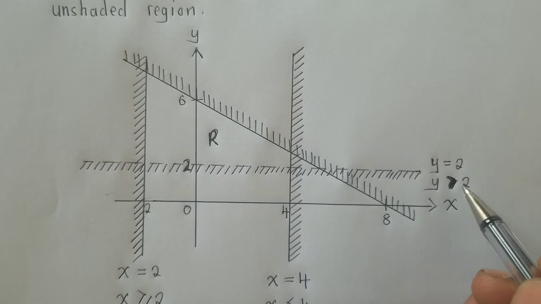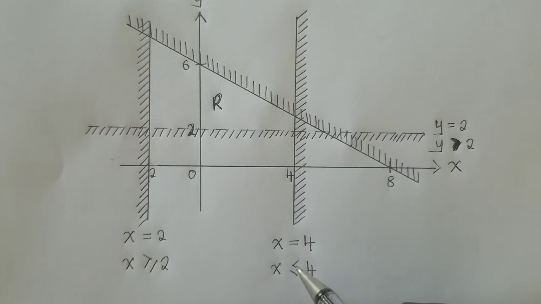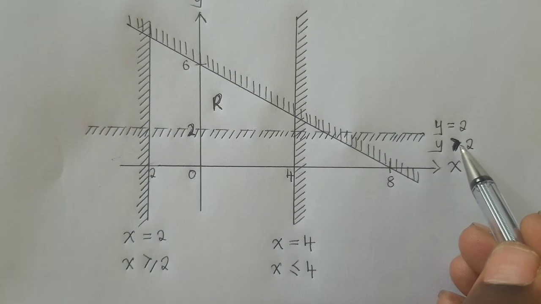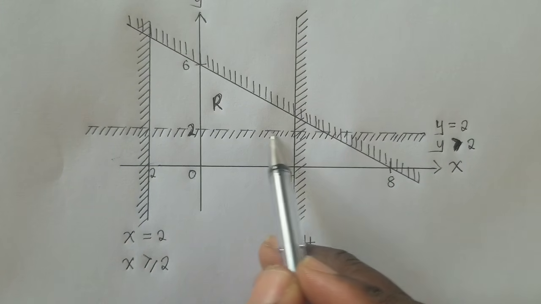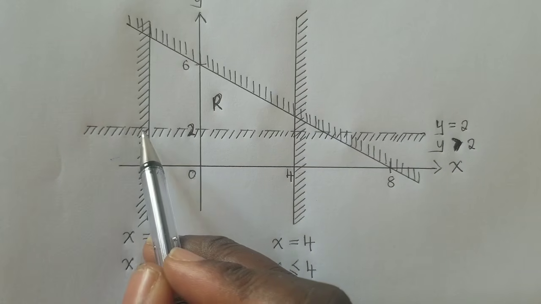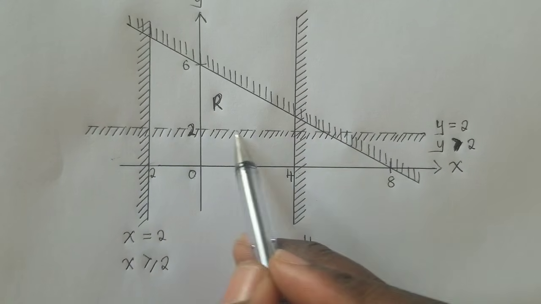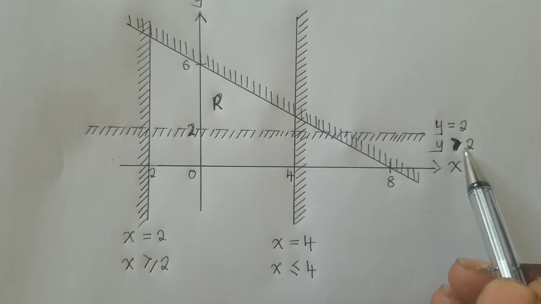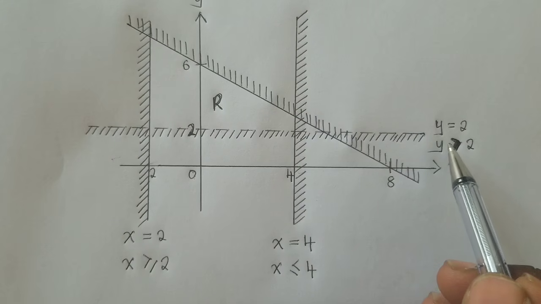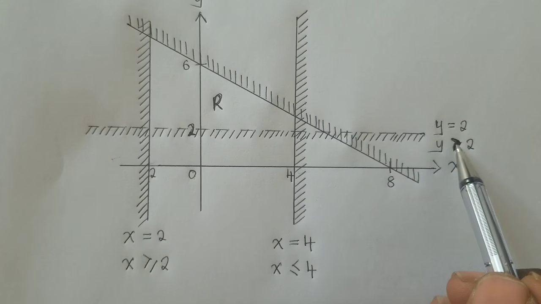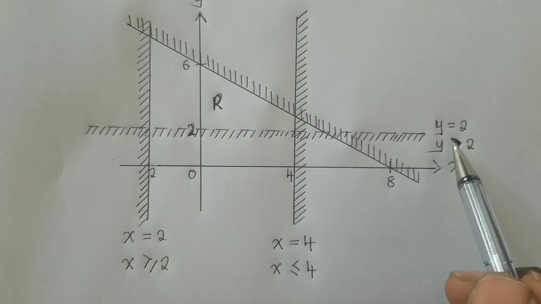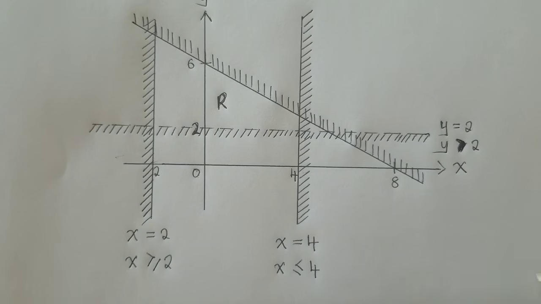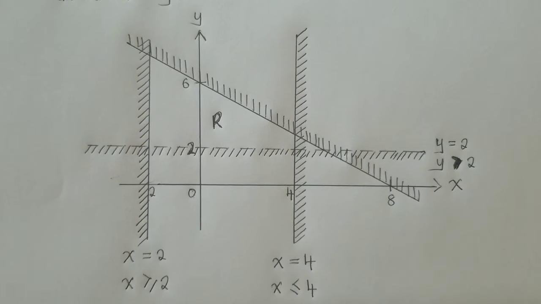Why am I not putting the equal? You see the way it was here, we are putting the equal, but here there is no equal. It's because this line is dotted. It's not a finished line, it's a dotted line. So for a dotted line, we don't show an equal on the inequality. So we just say y is greater than 2. If it's less, y is less than 2. So that's how it goes.